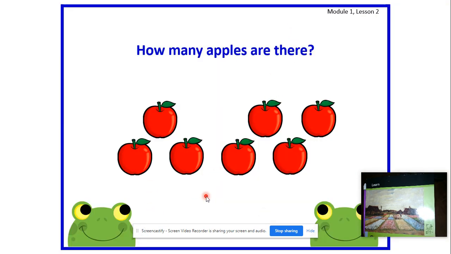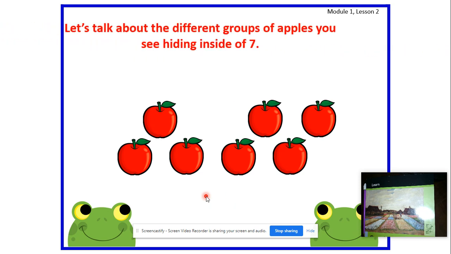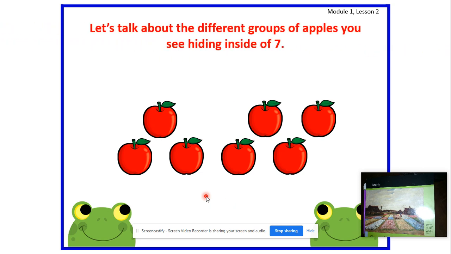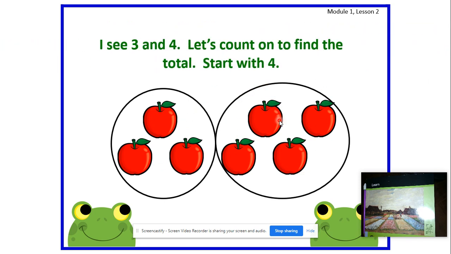Look at my picture. How many apples are there? Get ready. Yes, 7. Let's talk about the different groups of apples you see hiding inside 7. Think about it. What 2 hidden numbers or parts do you see? Well, Ms. Gomez is going to circle the parts she sees. Let me see. I see this group and this group. So I see 3 and 4.